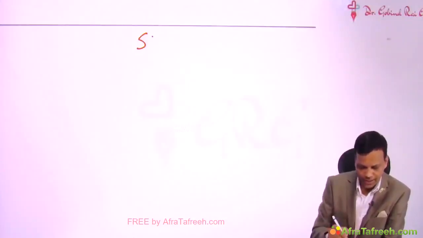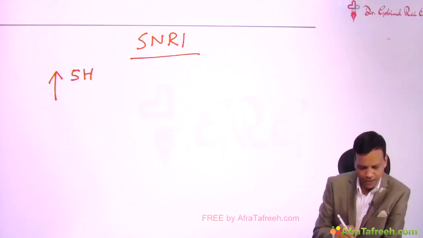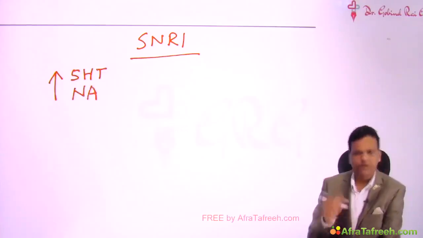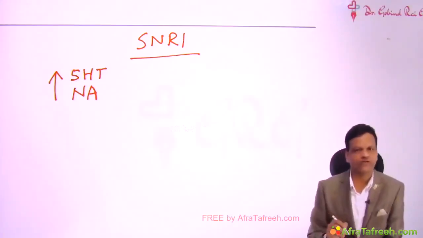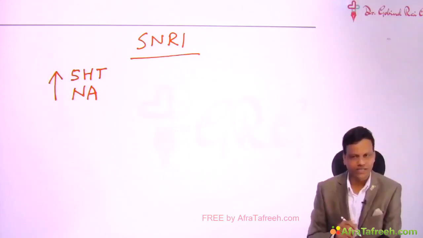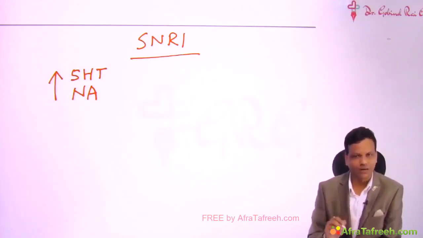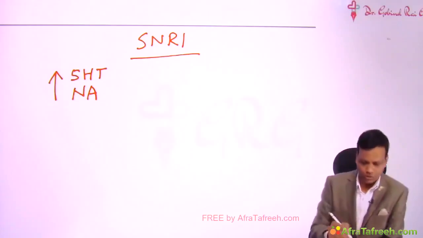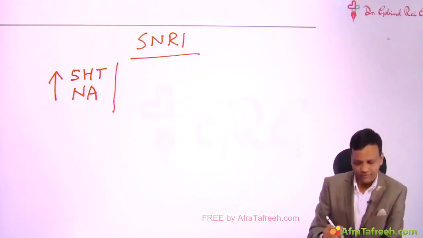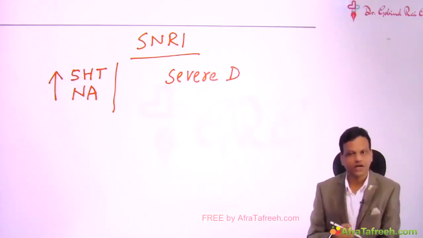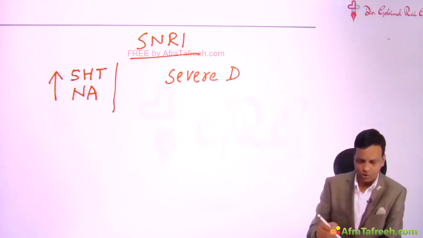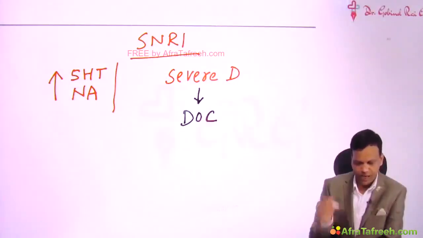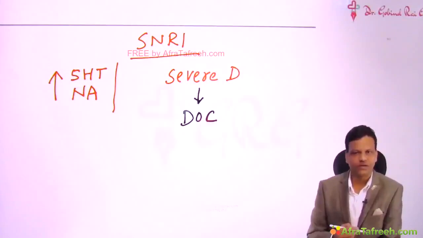They do not do anything else, meaning they increase the level of serotonin and noradrenaline, but they do not possess the side effects of tricyclic antidepressants like anticholinergic action or metabolic acidosis or other problems. So the advantage is they are effective in severe depression, but they are not lethal. They are not that toxic. So due to this reason, SNRIs are drug of choice for severe depression.